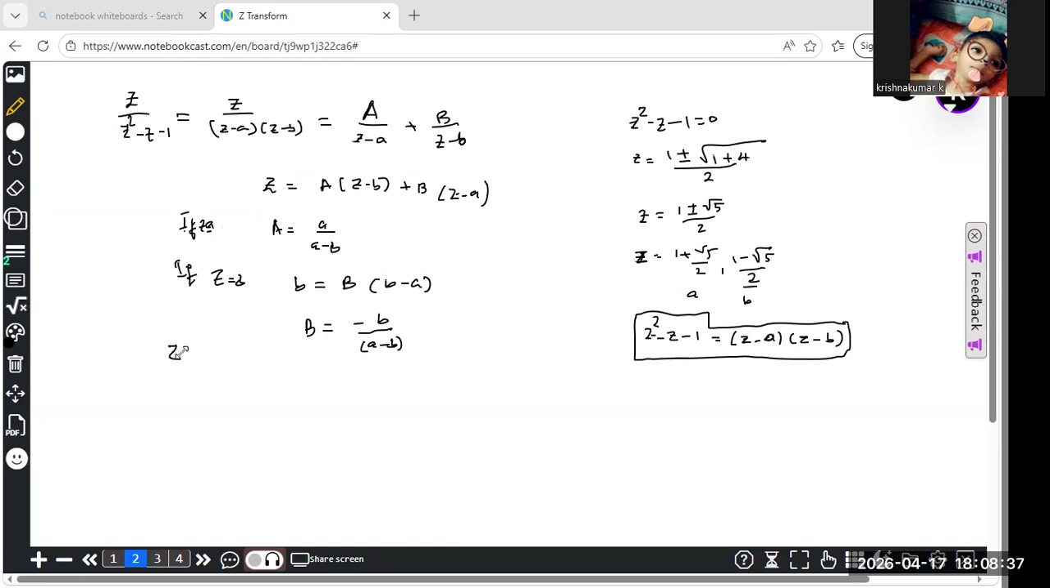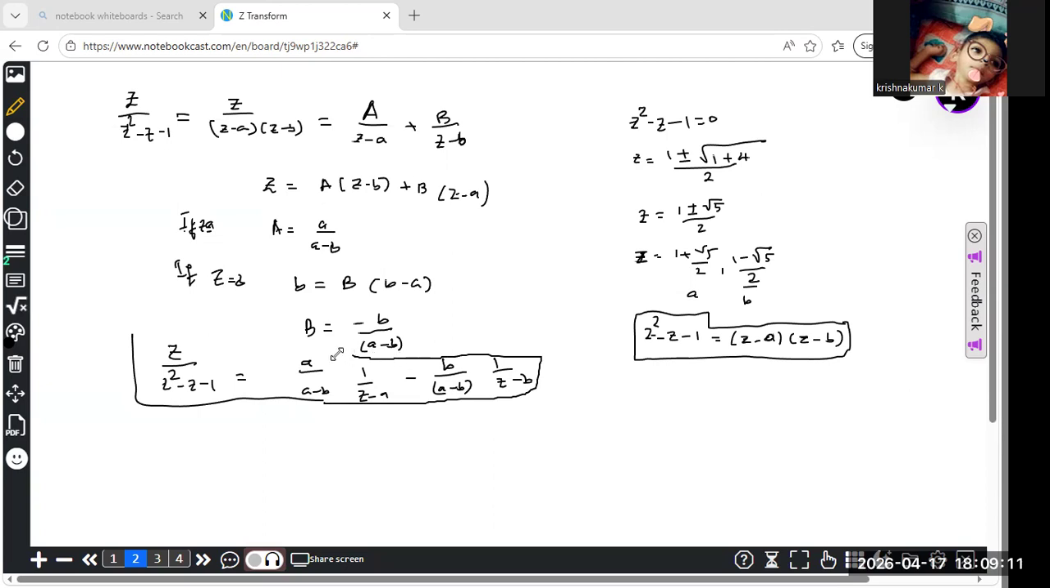So z divided by z square minus z minus 1 can be written as a by (a minus b) into 1 by (z minus a), minus b by (a minus b) into 1 by (z minus b). Okay, so this is our partial fraction, but where a and b are these values. You don't forget those values. Now you go to the inverse transform.